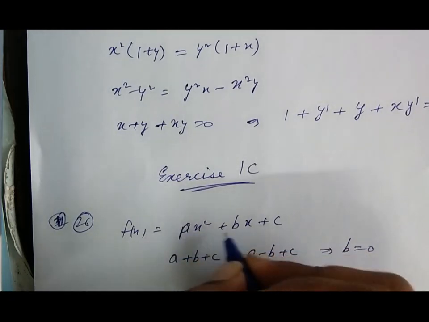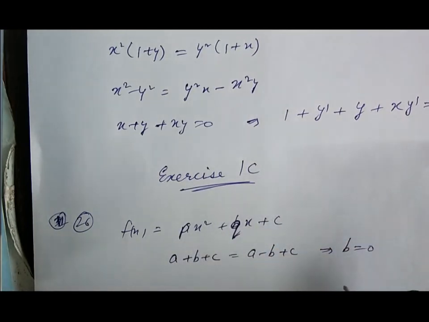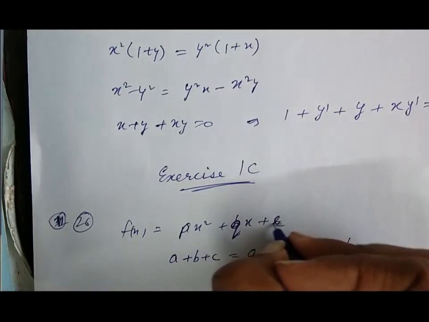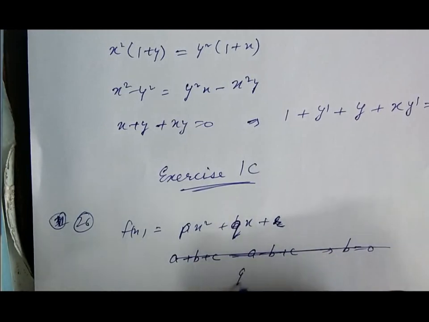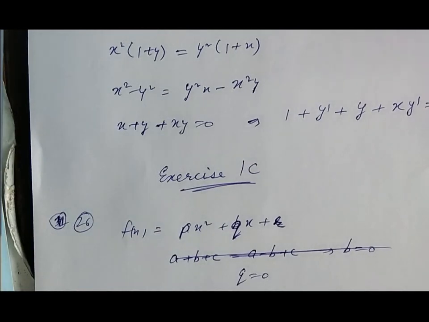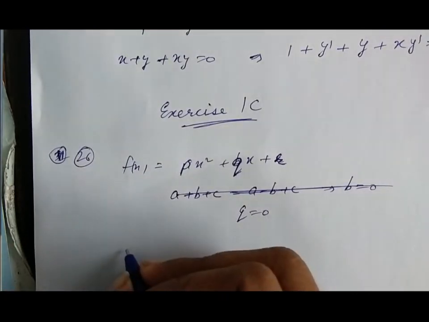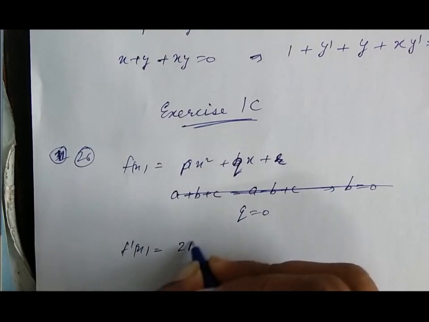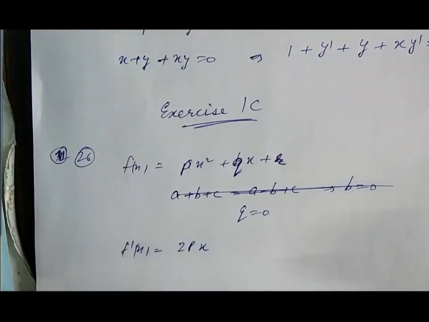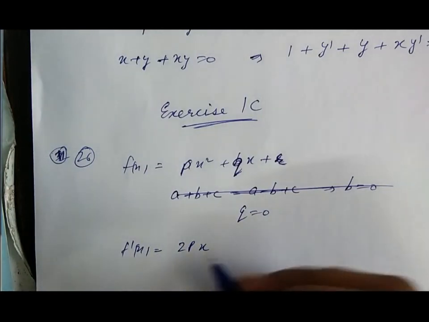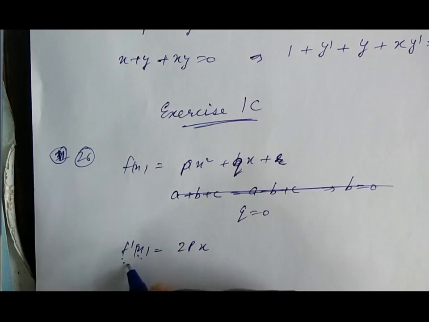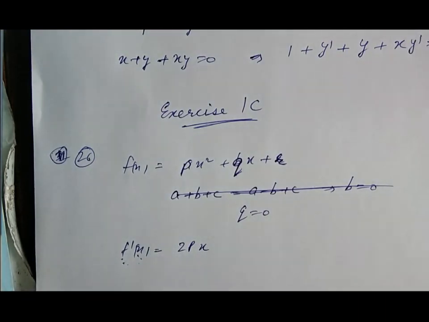So take PQR, because we are already given ABC in the question. So which gives us q is equal to 0. So f dash x becomes 2px, and if A, B, C are in AP, then f dash A, f dash B and f dash C will also be in AP. Okay, moving to question number 28.